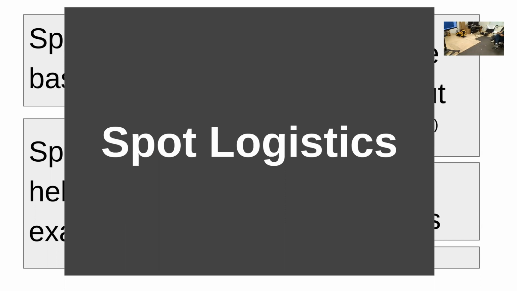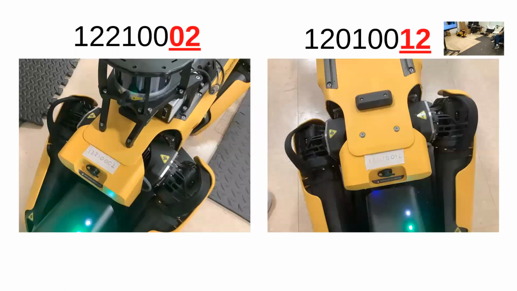So before diving into anything, the first is Spot logistics. Some of you may know, but some of you are new. So we have two spots. They have numbers on the back, and we didn't give them names, but we identified them by the last two digits. The one over there is 202. The one over here is 12. And okay, so we have two spots.